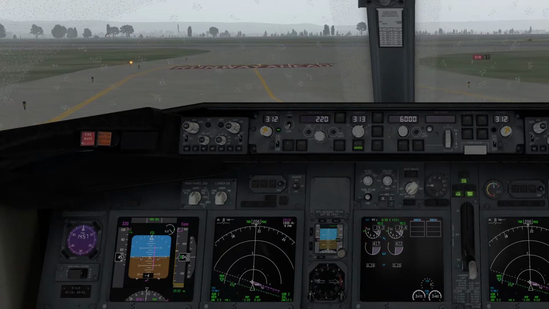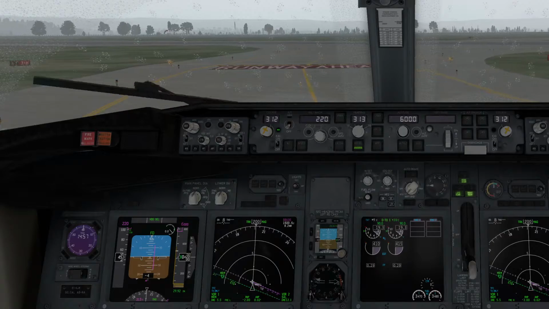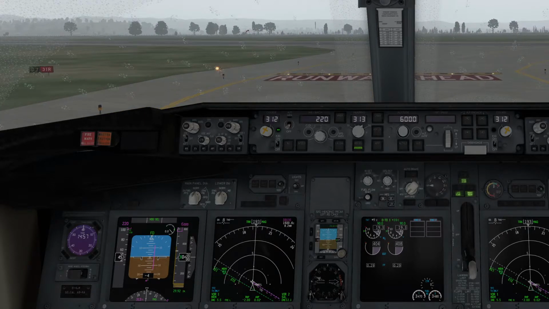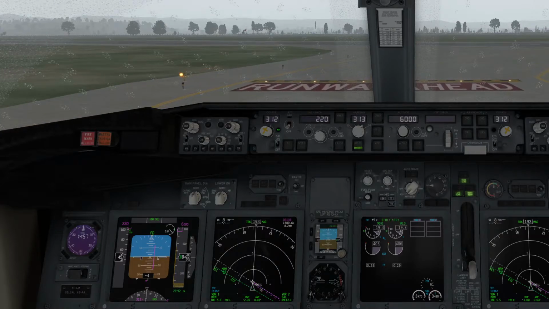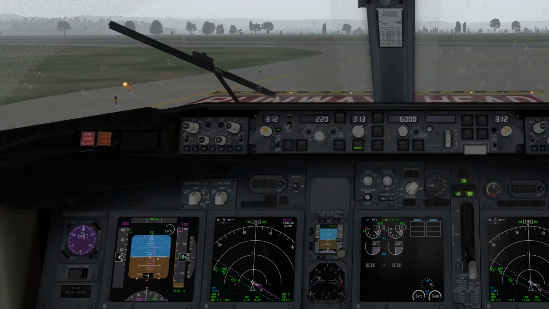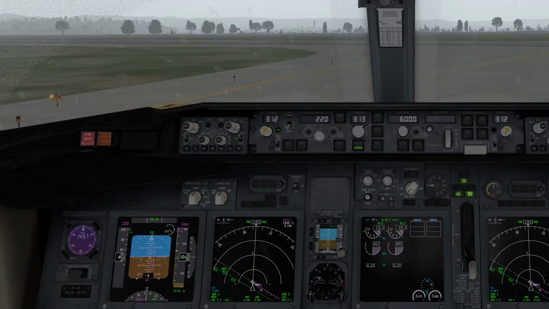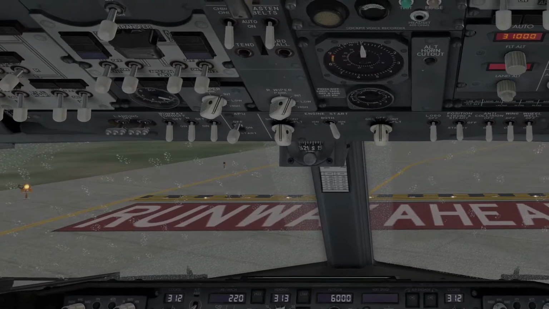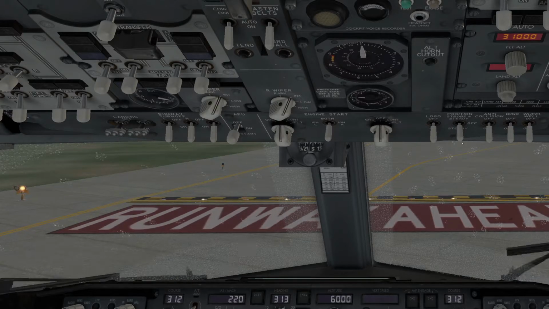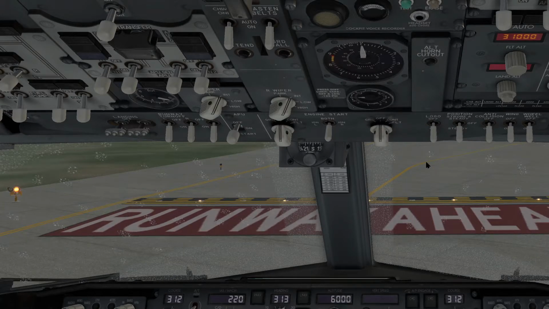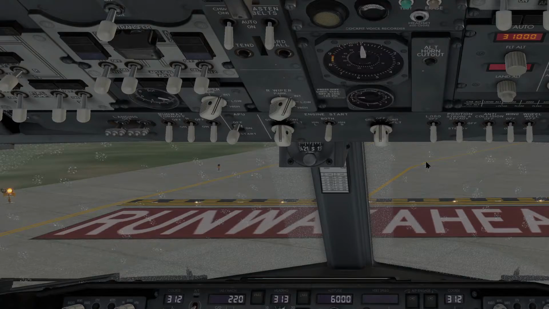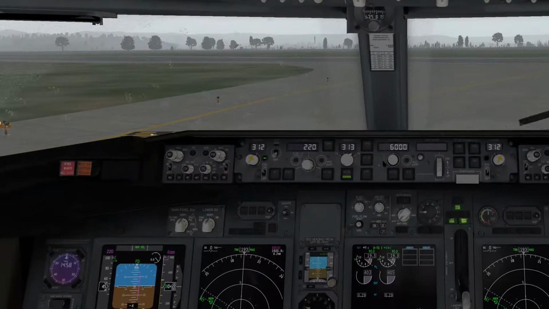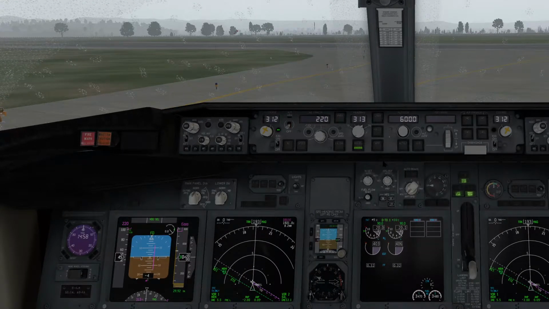So this is the holding point for 3-1 right. We'll stop here for the permission to cross runway 3-1 right. And to do that, we also need to put the strobe lights on. And we have the permission to cross, so straight on to holding point 3-1 left.